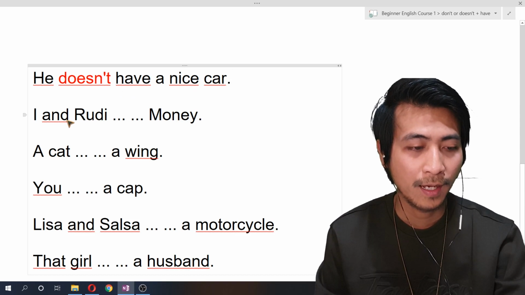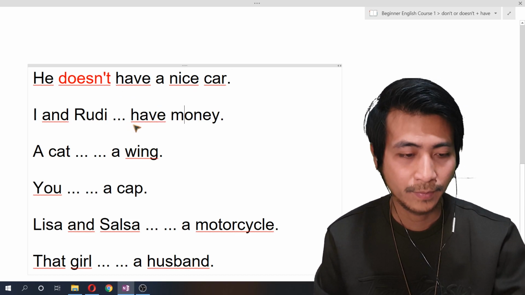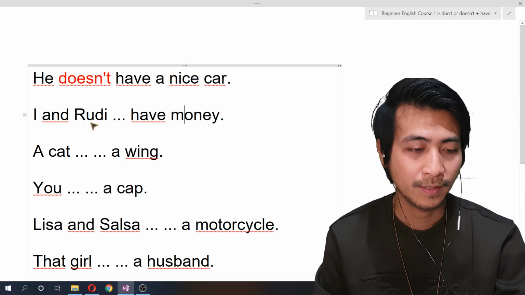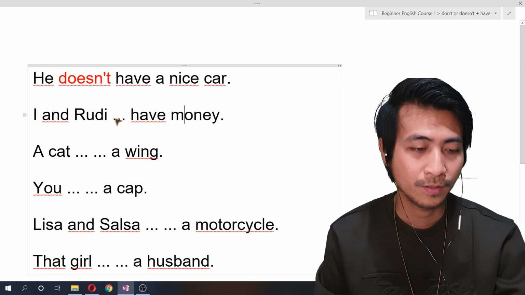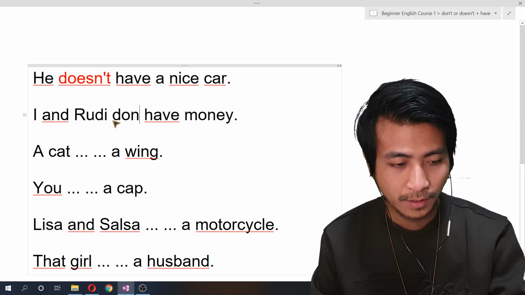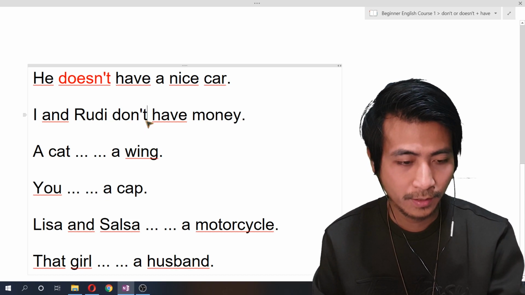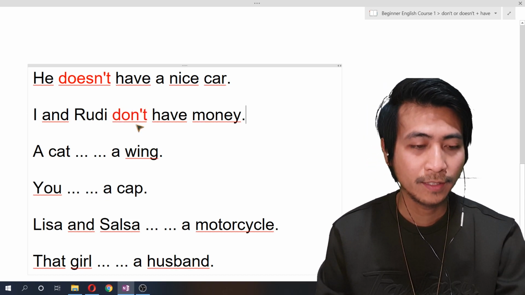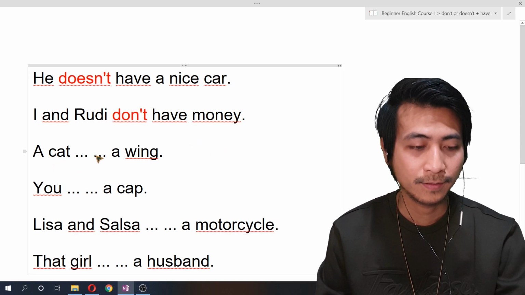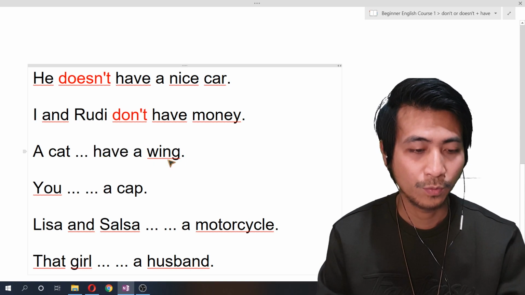The next one, I and Rudy blank have money. I and Rudy are the same as we, so we write don't. I and Rudy don't have money. We cannot use doesn't because I and Rudy is the same as the subject we. We don't have money.